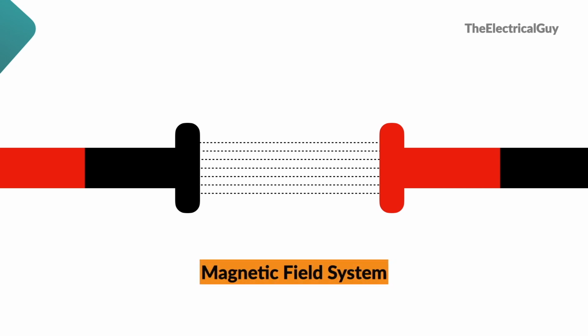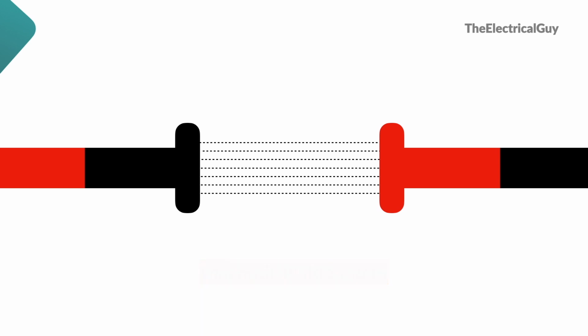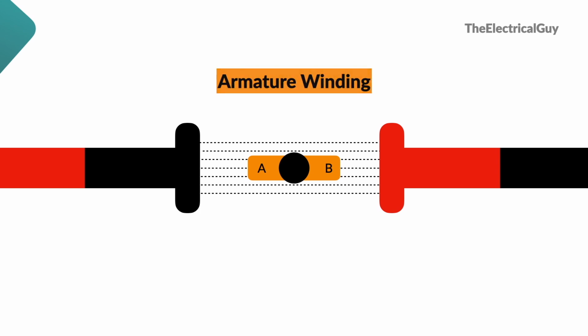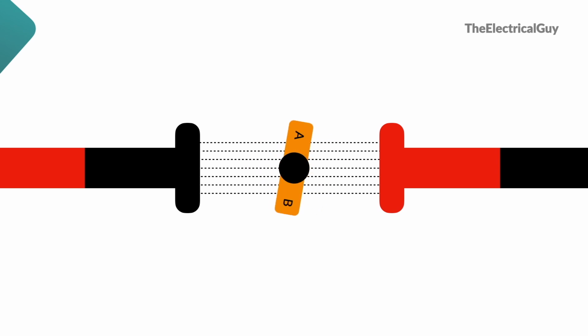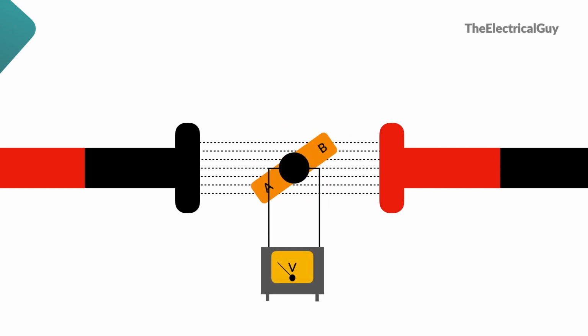Now let's get the coil. Here is one simple coil which has terminals A and B. This coil or winding is called armature winding. Now this coil or armature winding we will rotate inside our magnetic field system by using some external force, let's say a motor. And if you connect a voltmeter or multimeter across the coil, you will see that the voltage is getting generated when we start moving the coil.